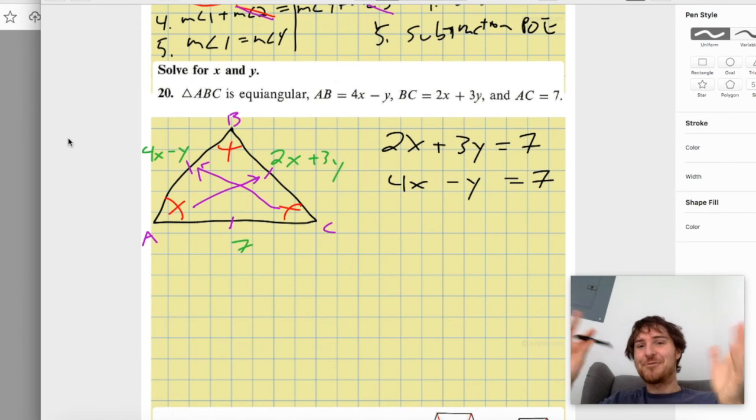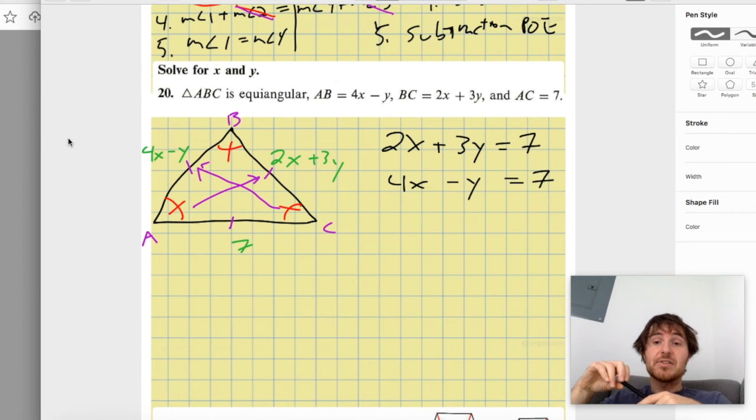I'm doing 3 chapters, not 4 or 5. Not 5, let's be honest here. I haven't gotten to solving systems right now yet.